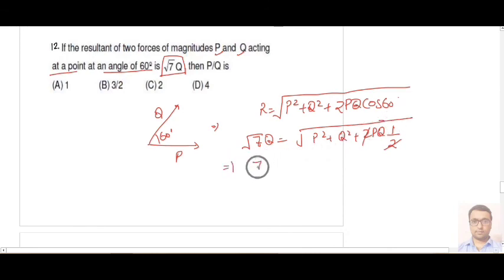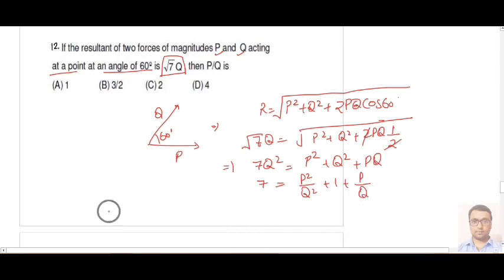So on squaring both sides we will get 7q square equal to p square plus q square plus pq. Now divide both sides by q square, and you will get 7 equal to p square by q square plus 1 plus p by q. Now consider that p by q equals x. Then you will get a quadratic, 6 equal to x square plus x, or from here you can write x square plus x minus 6 equal to 0.